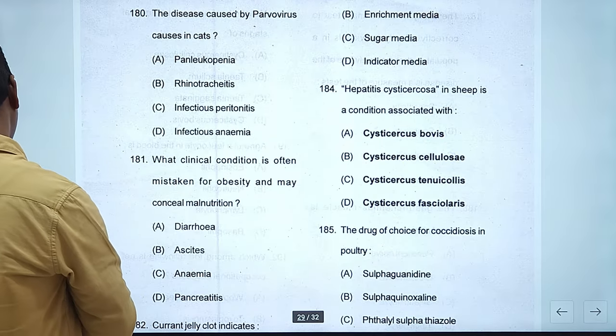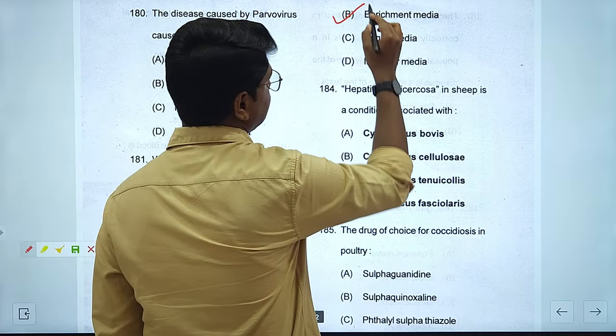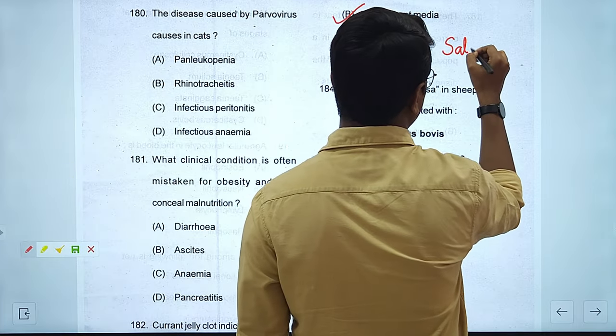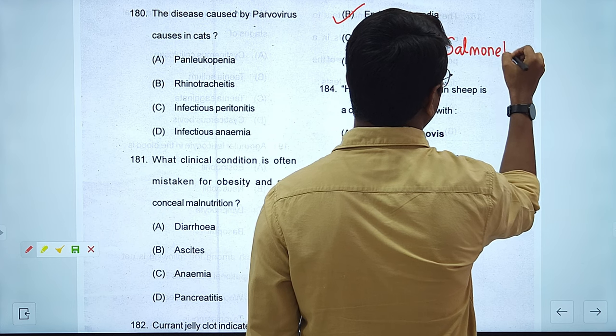Tetrathionate broth is an example for enrichment media. It is used for Salmonella typhi.